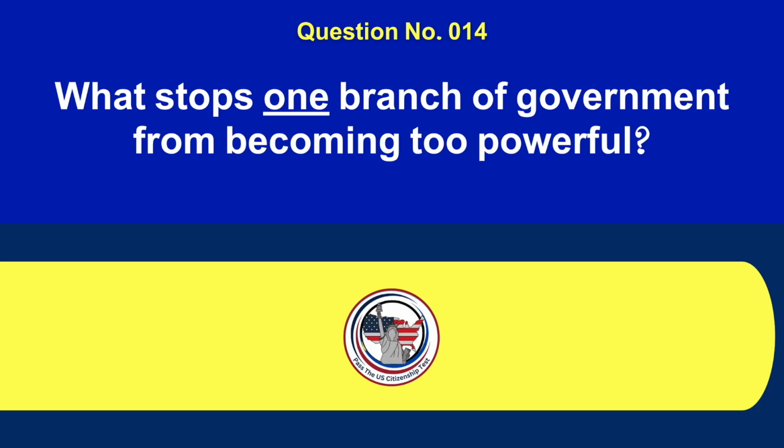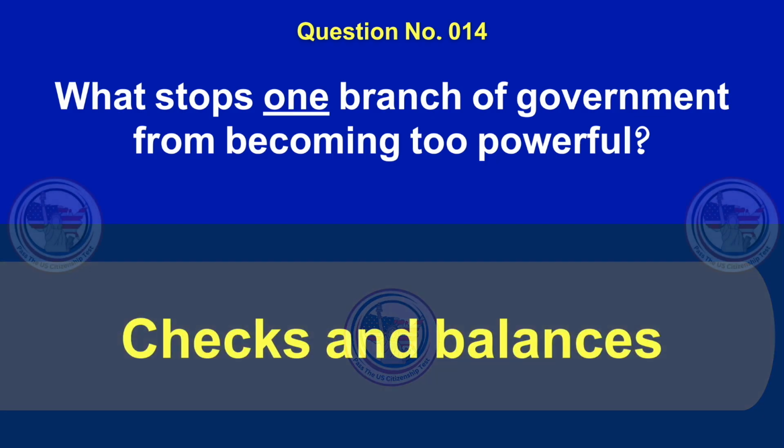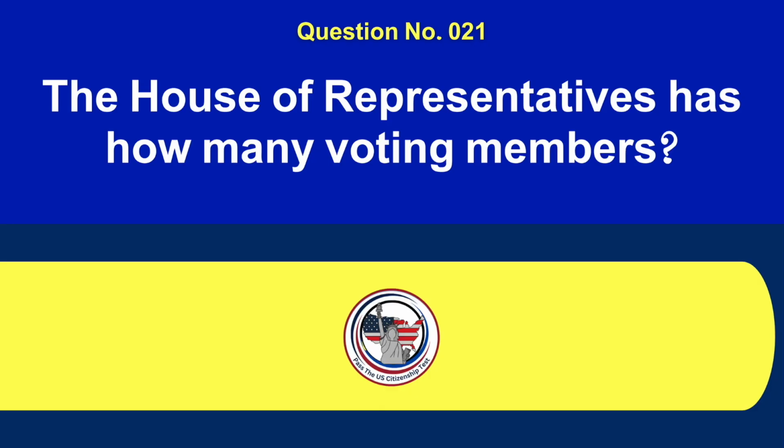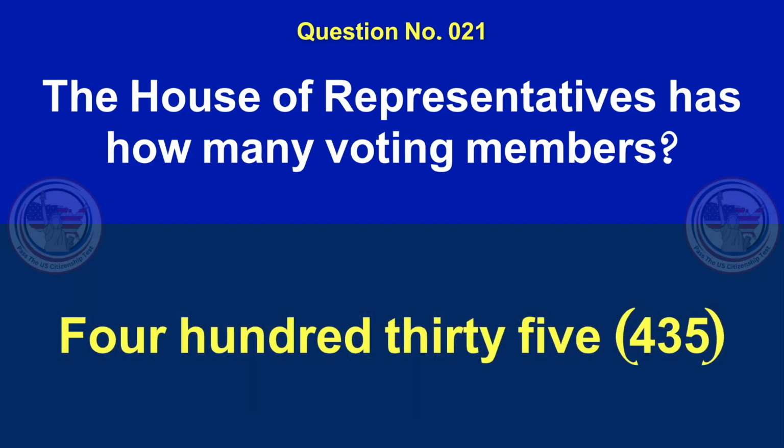What stops one branch of government from becoming too powerful? Checks and balances. The House of Representatives has how many voting members? 435.